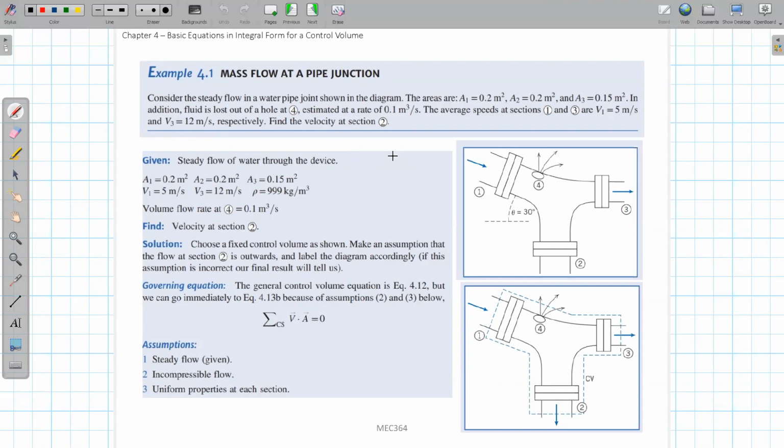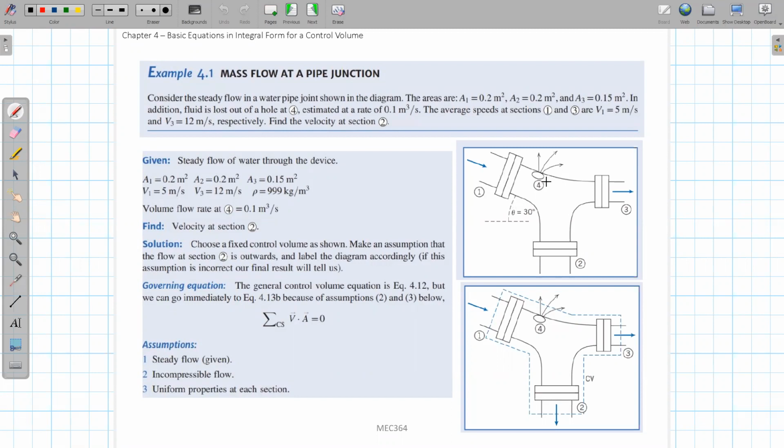All right, so this problem is pretty straightforward, right? You have a pipe here, a drawn pipe. You have one inlet and two outlets. The inlet is at location 1, and the two outlets are at locations 2 and 3. Also, you have a small leak at position 4. So you can consider this a 1 inlet and 3 outlet problem. 1 is the inlet and 2, 3, 4 are outlets.